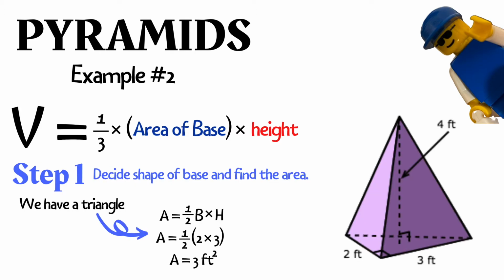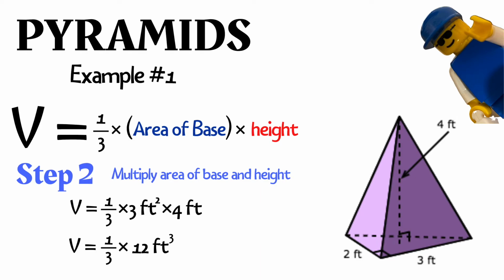Example number 2, we have a triangular pyramid. So step 1, decide the shape of the base and find the area. We have a triangle, so I'm going to do 1/2 base times height. I'm just going to look at the bottom of that pyramid and look at that triangle. So my base is 2, my height is 3. So I'm going to do 2 times 3, and then I'm going to multiply that by 1/2, because remember, to find the area of a triangle, we do 1/2 base times height. So when we do that, we find that the area of the base is 3 feet squared.